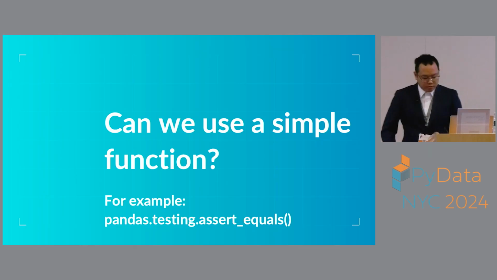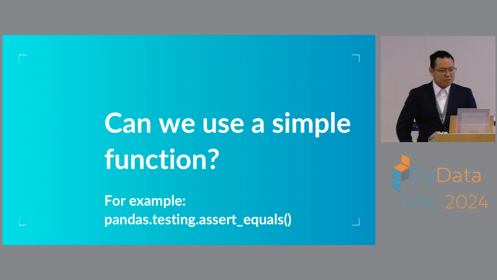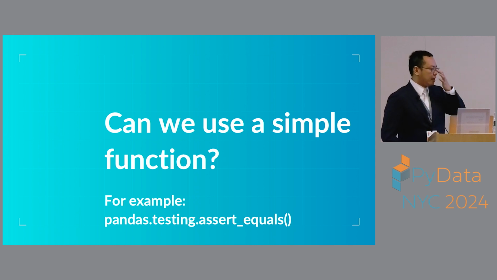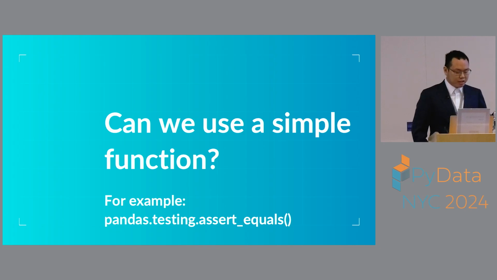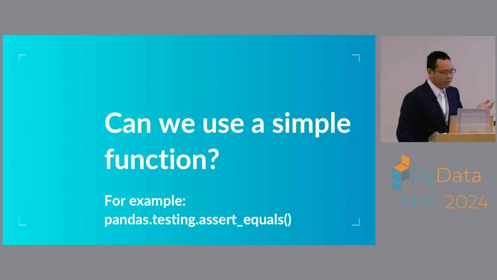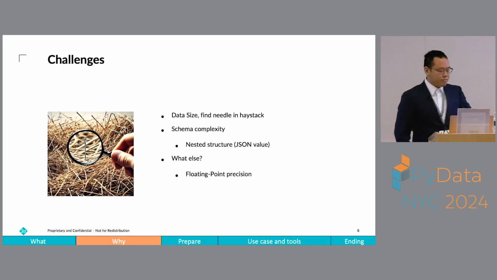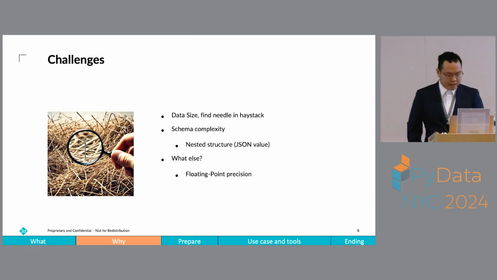Okay, so why can't we just use a very simple function? For example, you could write your own df compare, or directly use an existing tool like pandas testing assert_frame_equal, which just returns a boolean that tells you whether these two data frames are the same, and what the difference between them is. It turns out it might not be that easy.